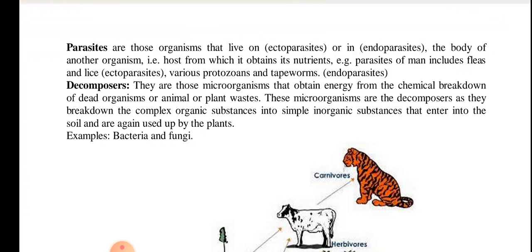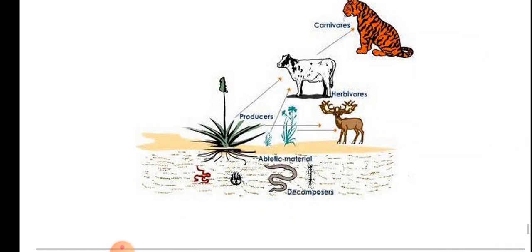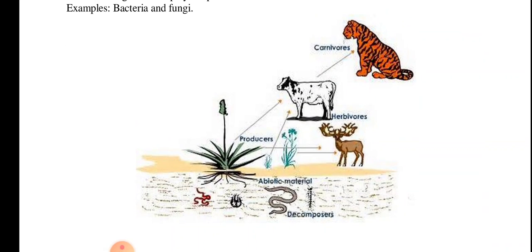Decomposers are those microorganisms that obtain energy from the chemical breakdown of dead organisms or the animal or plant waste. These microorganisms are the decomposers as they break down the complex organic substances into simpler inorganic substances that enter into the soil and are again used up by the plants. Example, bacteria and fungi. See, here the complete food chain is given, with decomposers.